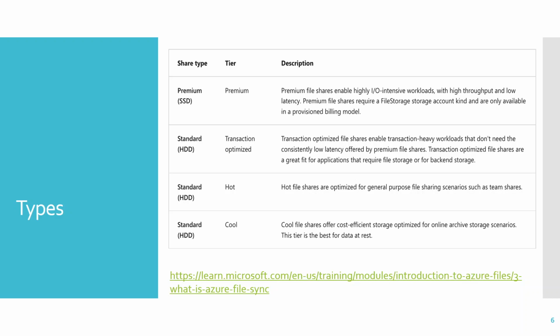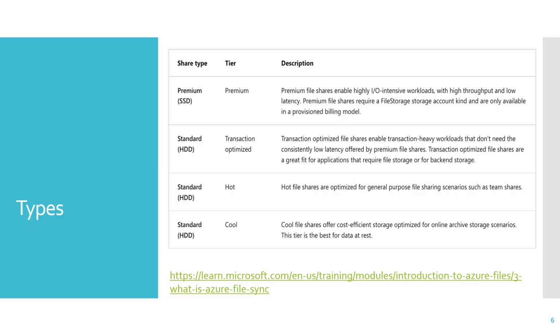In this discussion, we will come across two types of drives, SSD and HDD. SSD stands for solid state drive and HDD stands for hard disk drive. Let's discuss the first one, premium SSD, which comes under the premium tier, and why it is used. Premium file shares enable highly IO intensive workloads, to get better throughput. That is why it is used.